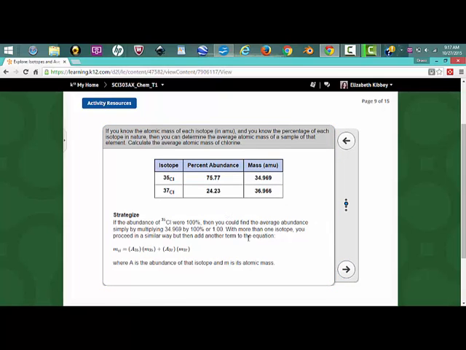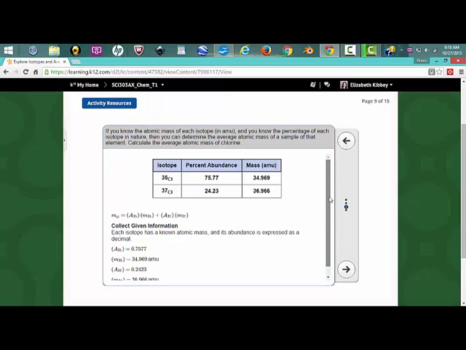Strategize. If the abundance of chlorine-35 were 100%, then you could find the average abundance simply by multiplying 34.969 by 100%, or 1.00. With more than one isotope, you proceed in a similar way, but then add another term to the equation. Mass chlorine equals abundance 35 times mass 35 plus abundance 37 times mass 37, where A is the abundance of the isotope and M is the atomic mass.